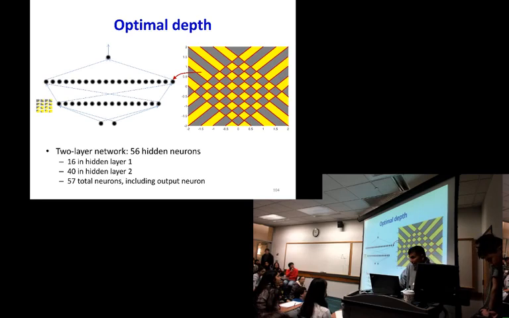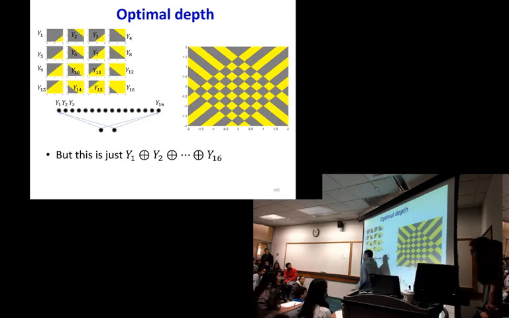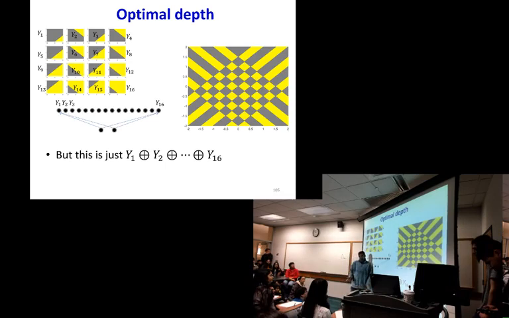Do I really need that many? Is there something else that's going on? Does this figure look familiar? It's a checkerboard. If I have the 16 lines, this is just an XOR over all 16 lines. How many neurons do I need for an XOR? 2 times 16, correct? So I can do this with 48 neurons.